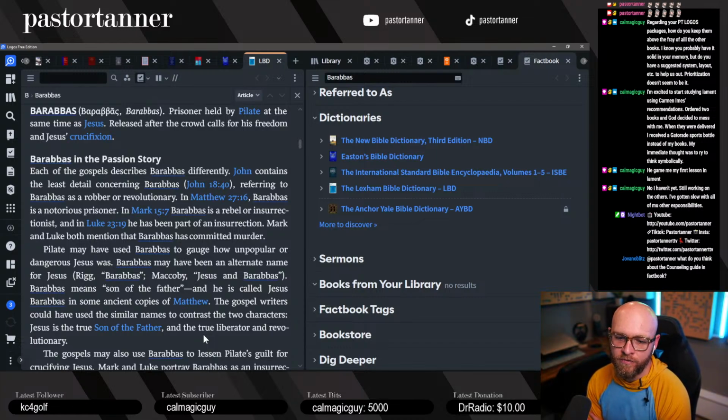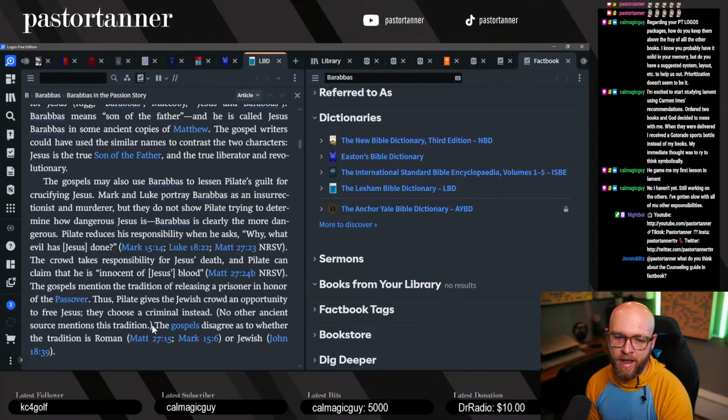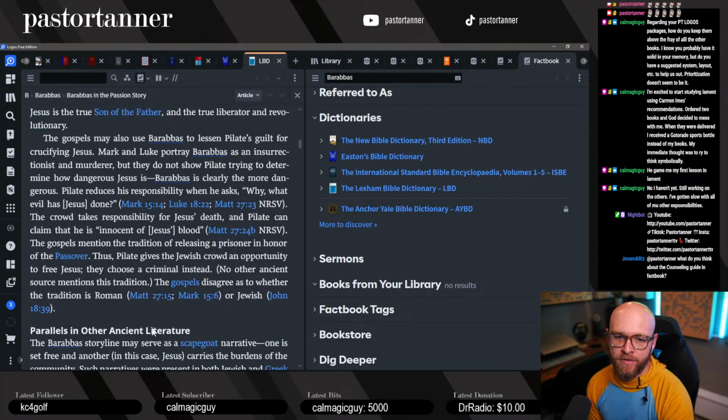The gospel writers could have used similar names to contrast two characters. Jesus is the true son of the Father, the true liberator, and the true revolutionary. Fascinating. The Gospels may also use Barabbas to lessen Pilate's guilt for crucifying Jesus. Mark and Luke portray Barabbas as an insurrectionist and murderer, but they do not show Pilate trying to determine how dangerous Jesus is. Barabbas is clearly the more dangerous. Pilate reduces his responsibility and says, why? What evil has Jesus done? The crowd takes responsibility for Jesus' death, and Pilate can claim that he is innocent of Jesus' blood.